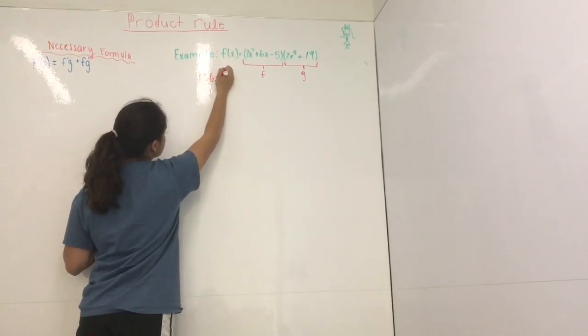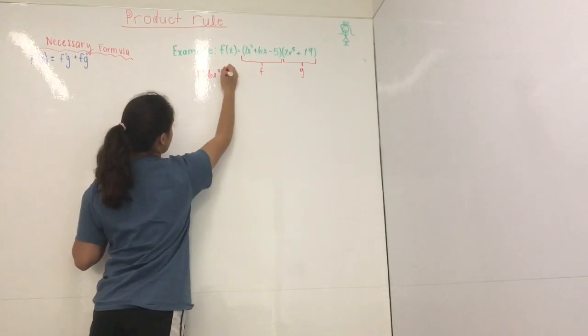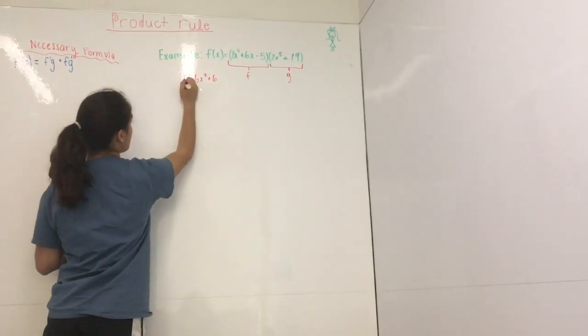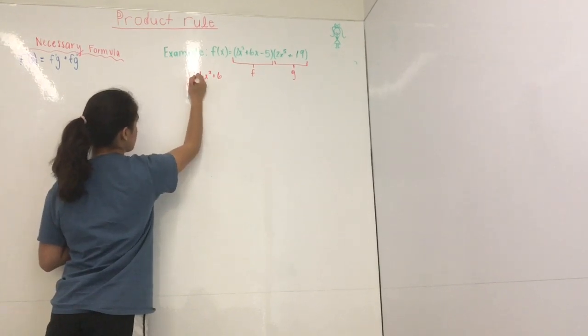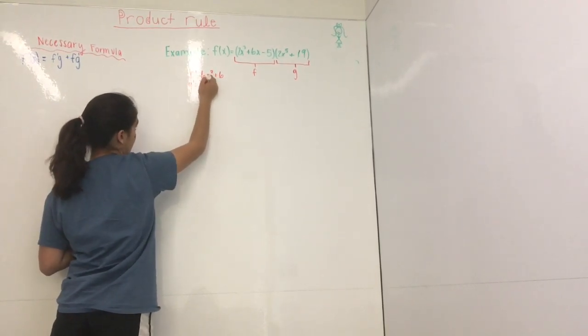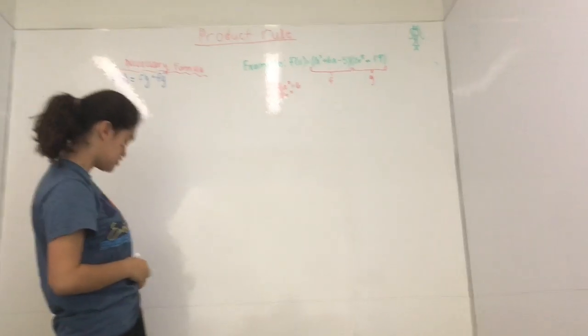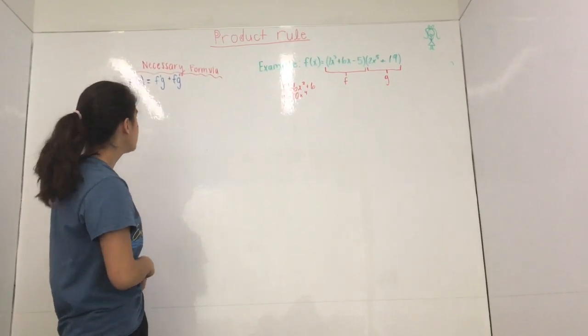6x squared plus 6. And the derivative of g, again a really simple one, is just 10x to the 4th. So now we're going to plug it into our handy dandy formula.